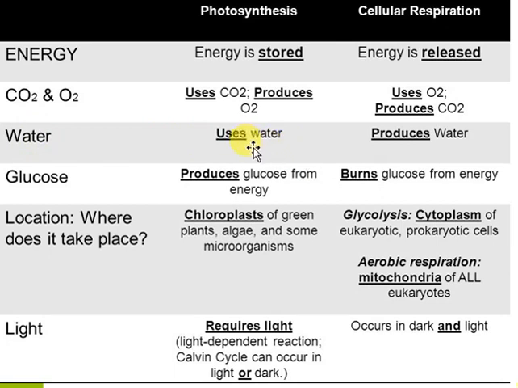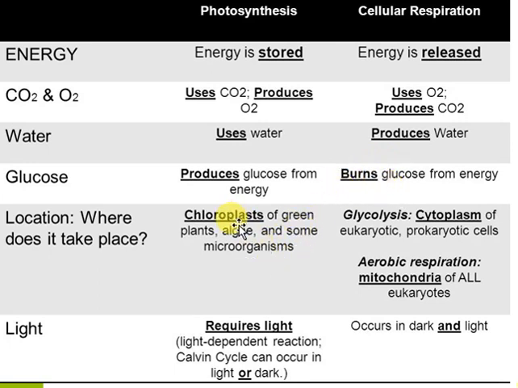Water. So photosynthesis will use water. It also produces water as a byproduct to a very small degree. Most of your water will be produced in cellular respiration. So again, cyclic, right? This uses water that's produced by cellular respiration. So glucose, right? Photosynthesis is going to produce glucose from energy sources. That glucose that's produced is going to be burned or utilized in cellular respiration.